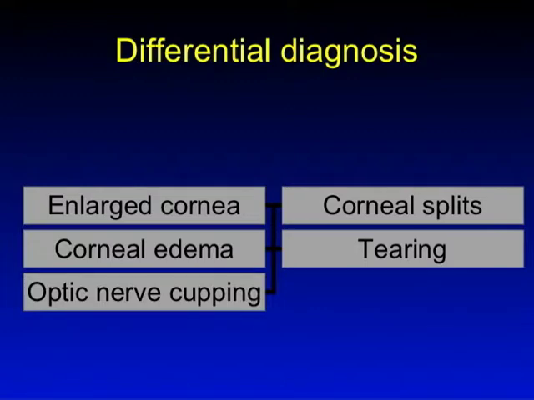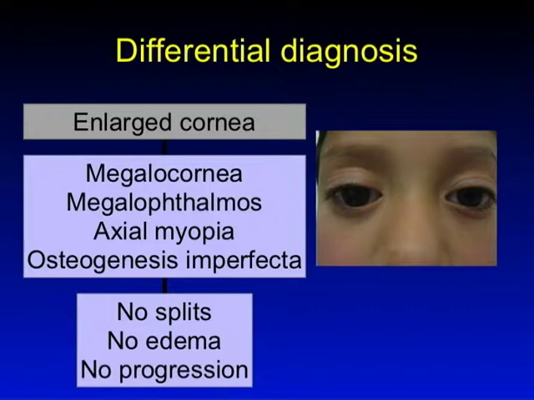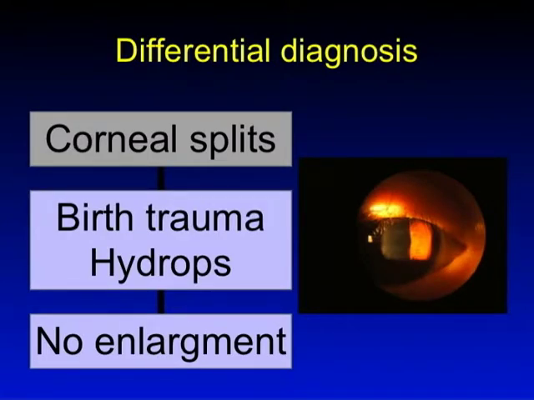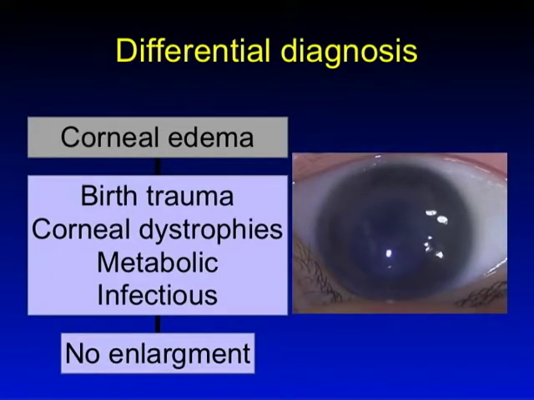Let's work a little bit on the differential diagnosis. Enlarged cornea, megalocornea, which can be congenital, and one of the entities that we need to rule out is osteogenesis imperfecta, which can be also associated to melanosis oculi. Those patients don't have splits or breaks in Descemet. Corneal splits, I think the most important differential diagnosis for you, birth trauma. Corneal edema, congenital, for example, congenital endothelial dystrophies, which is probably the most important differential diagnosis in a cloudy cornea like this one. Trauma too.